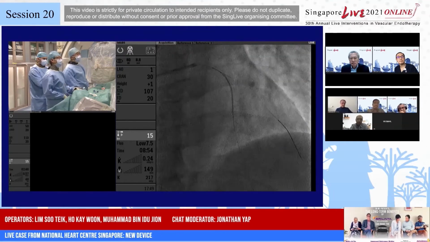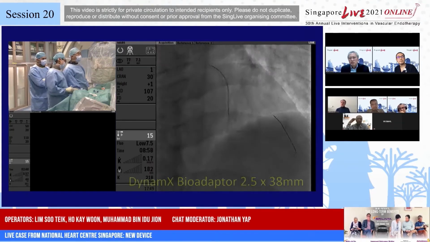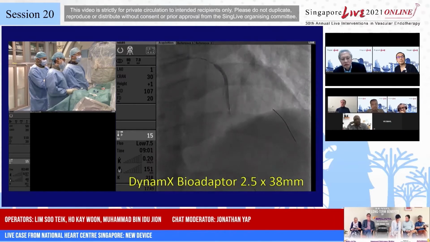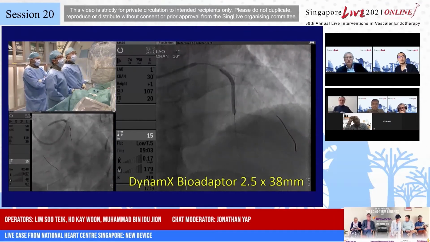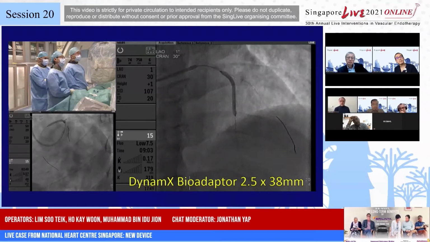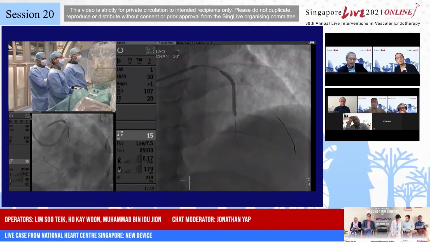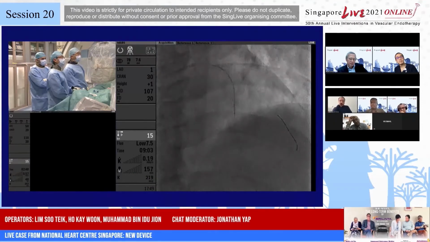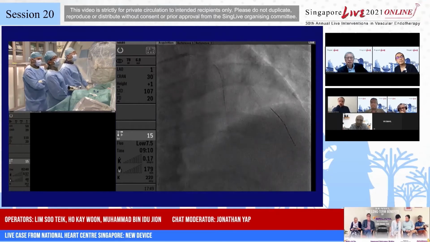So maybe we deploy here. Okay, we'll go to nominal. Nominal 10. The implantation technique is exactly the same as the metallic DES for this bioadapter. Go a little bit higher. No, I think we will use that. Let's take a picture.